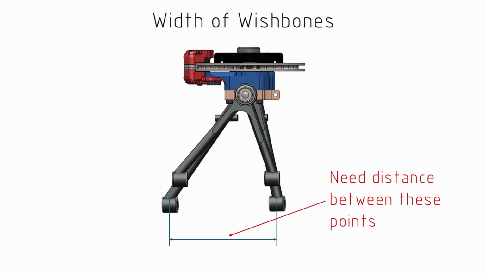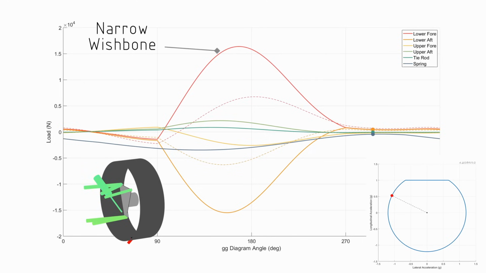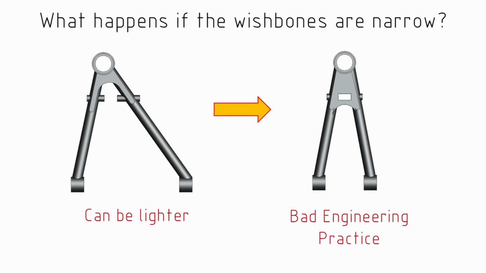Now to show a really extreme version of this, I've created a lower wishbone that is considerably narrower. And we can see if we compare it to the original design that the loads in that lower wishbone links are significantly higher. This is especially noticeable in the graph where we look at all of the different link loads together. Now it's important to note that we're calculating loads here, but if the loads are high, then the deflections of these A-arms are also going to be high, so we're going to end up with more compliance, which is also going to affect our geometry. And this is just bad engineering practice.